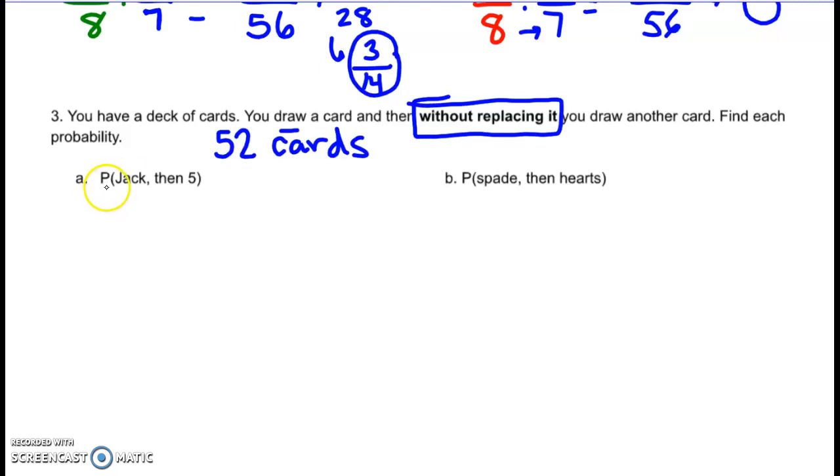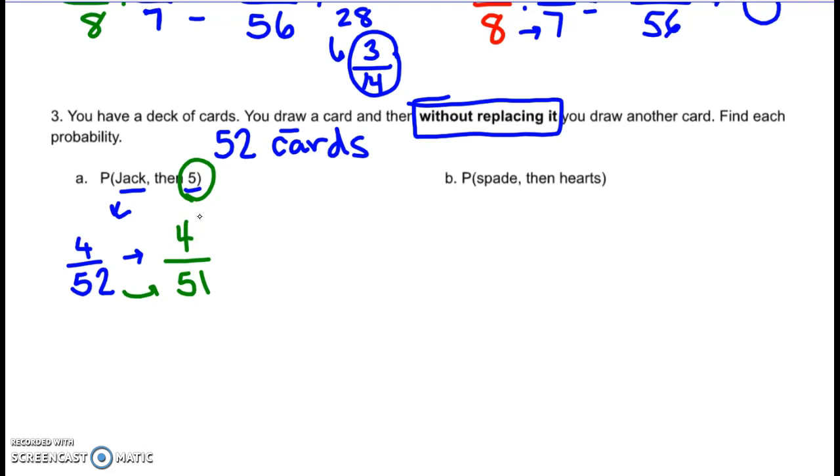So example number 1 says, what's the probability of pulling a jack and then a 5? So we have to think about how many of each card are in a deck. We know that they're jacks. There are 4 jacks, 1 of each suit, out of the 52 cards in a deck. And we know then that on the second round, we have to decrease our denominator by 1 because we already drew 1 card from the deck. So we now only have 51 cards in the deck. What are the chances that we're going to pull a 5 out of those cards? And again, there's 4 5s in a deck of cards, 1 of each suit.